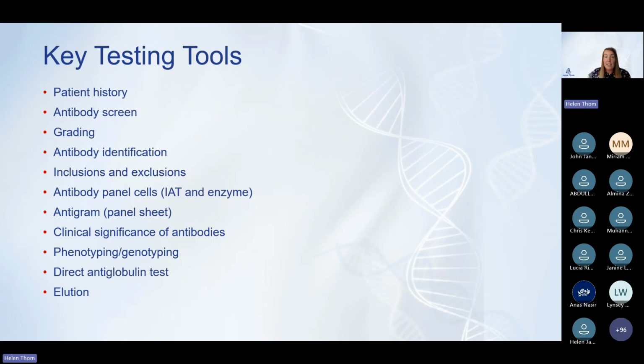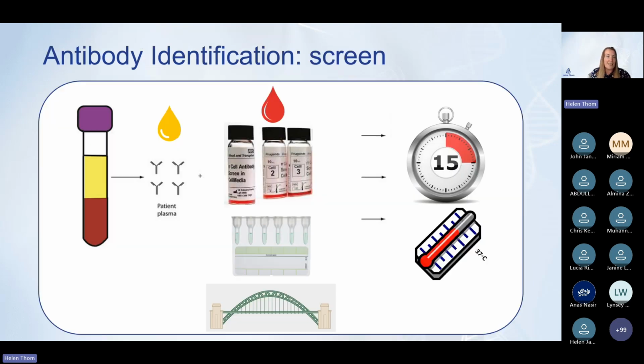You've got your antibody screen, you can use grading. So these are all things I'm going to talk about today. I've got our panels, the cells, pipettes, they are literally the tools that we have at our disposal. We couldn't do a job without those. Phenotyping, genotyping, your DAT and elution. So it's going to be a whistle-stop tour, but we'll try and get through everything today.